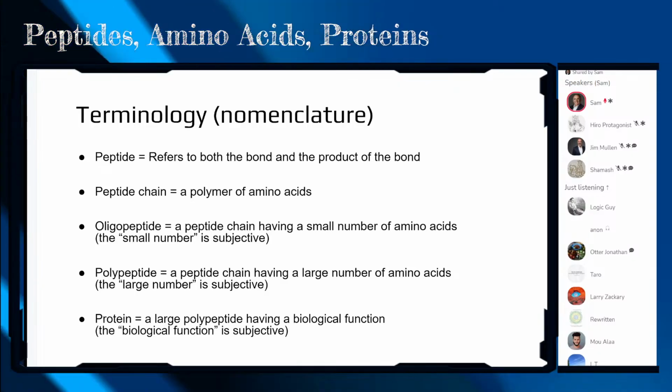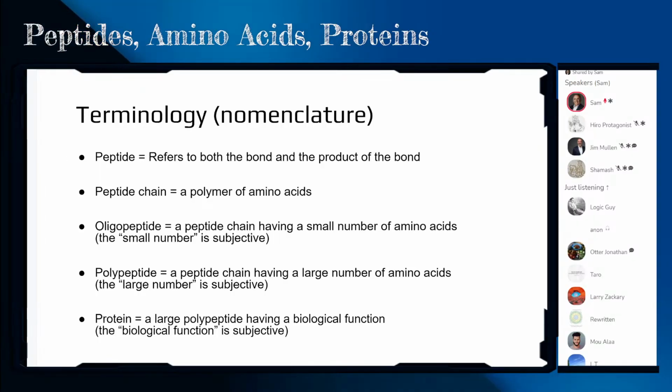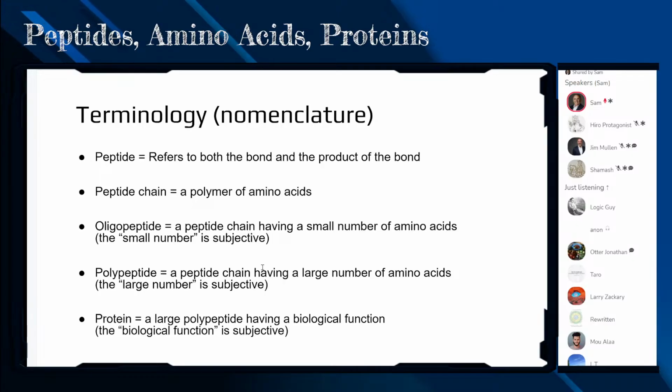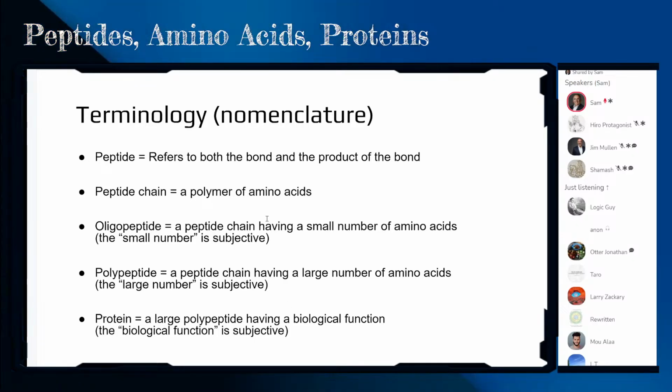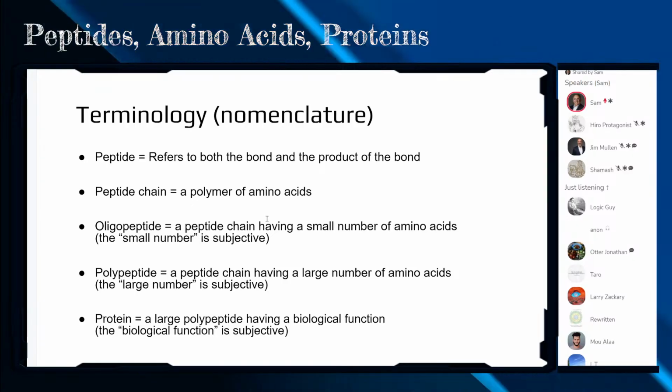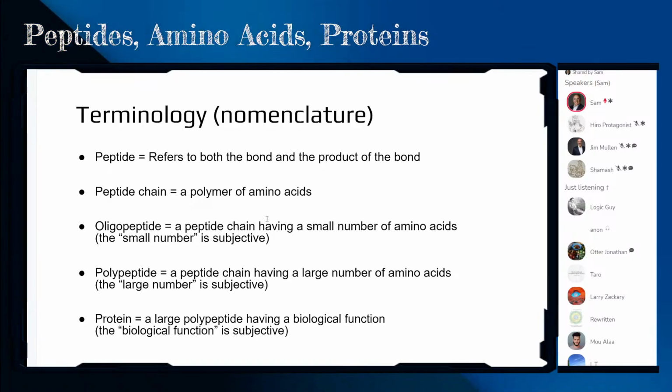But the peptide chain can have 3 different specific names. One is an oligopeptide. An oligopeptide is a peptide chain having a small number of amino acids. Oligo, I think, means a small number, like oligarchy, right? And so how small is small? Well, it's up to you how small you want it to be. I'll talk about that a little more in a little bit.